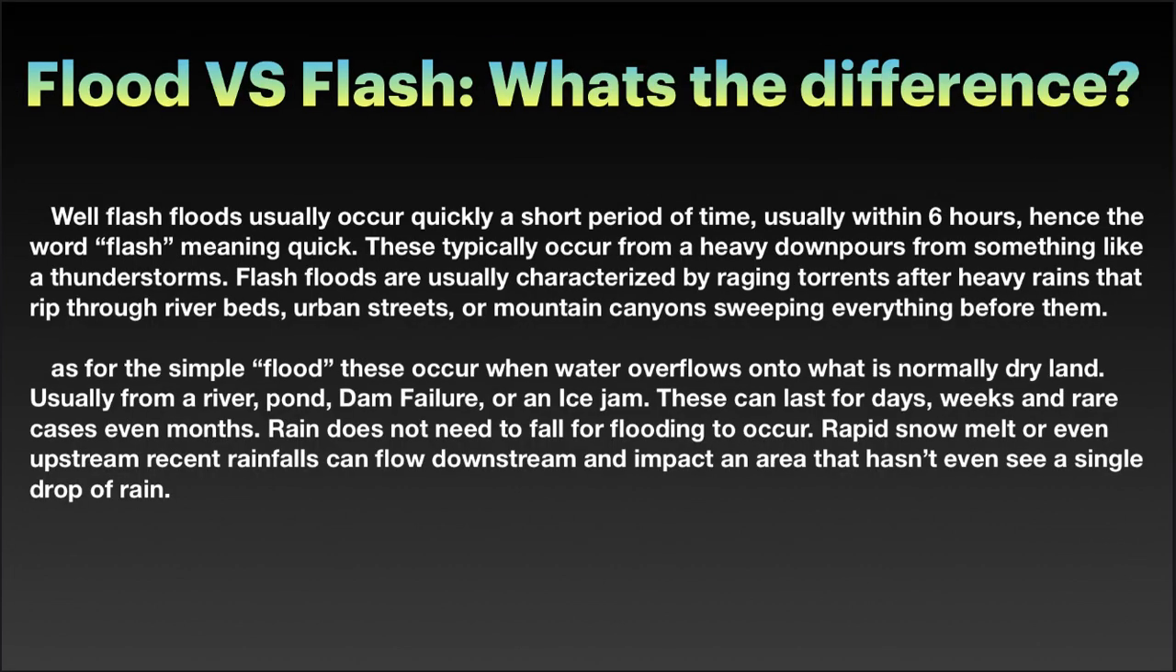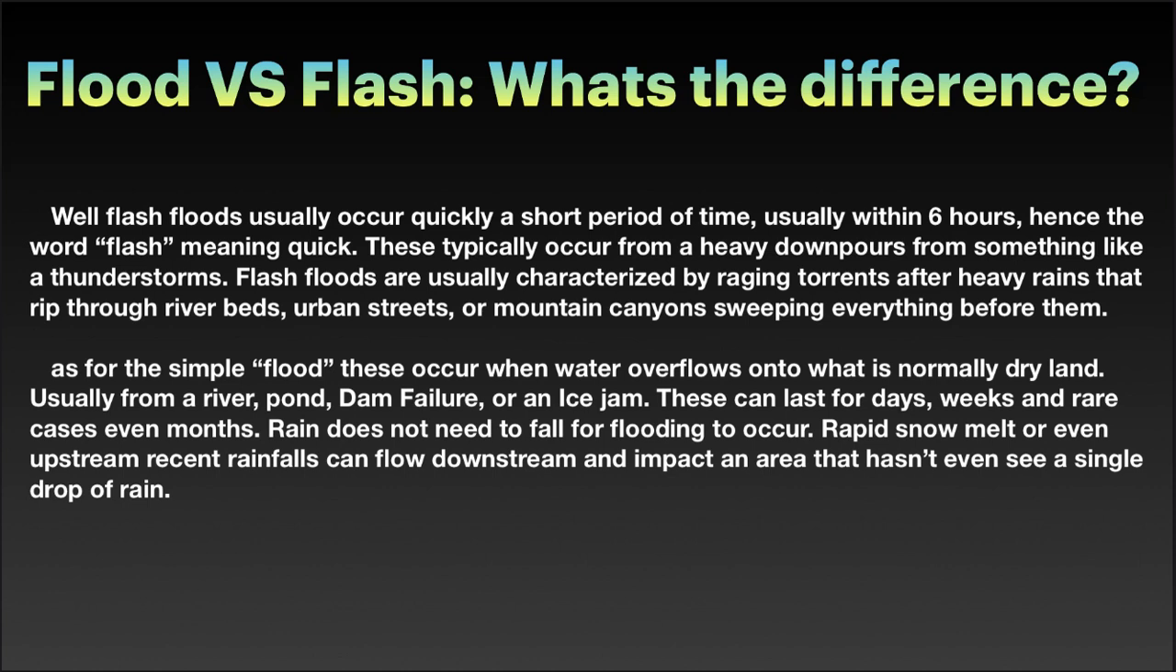Now, what is the difference between flash and plain old flood? Well, flash floods usually occur quickly within a short period of time, usually 6 hours, hence the word flash meaning quick. These typically occur from heavy downpours from something like thunderstorms. Flash floods are usually characterized by raging torrents after heavy rains that rip through riverbeds, urban streets, or mountain canyons, sweeping everything before them.